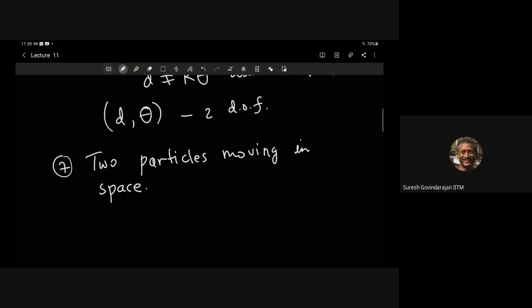What is the constraint? Two particles are moving in space. If the distance between the two particles is fixed, then 5. But nothing has been said, so if it's not constant, then 6 degrees of freedom. Each particle has 3 degrees of motion. Exactly, so its degrees of freedom is 6: x1, y1, z1, x2, y2, z2.